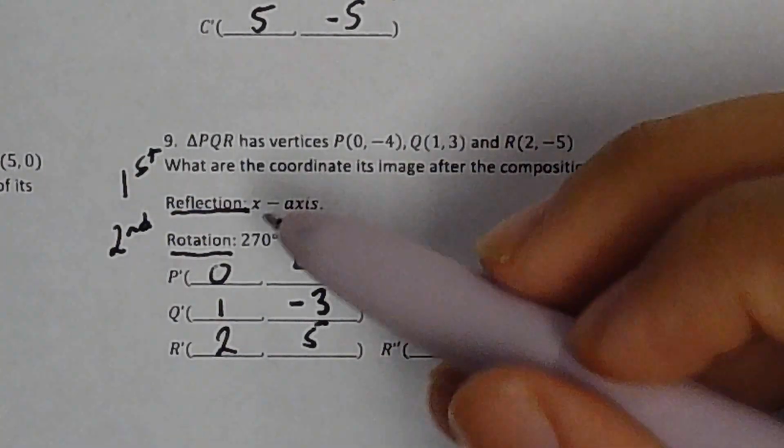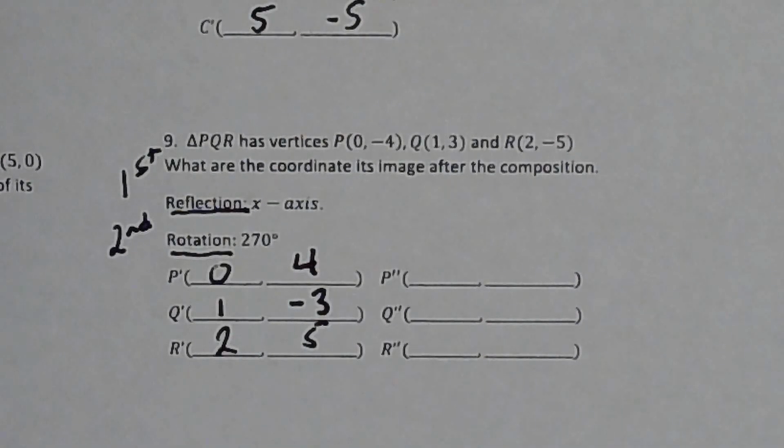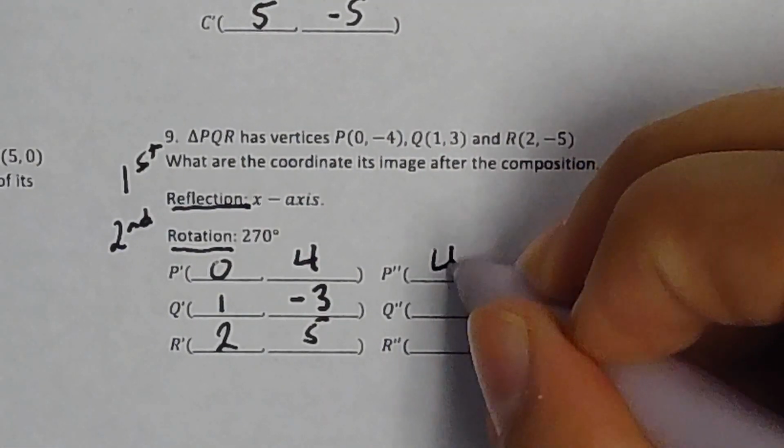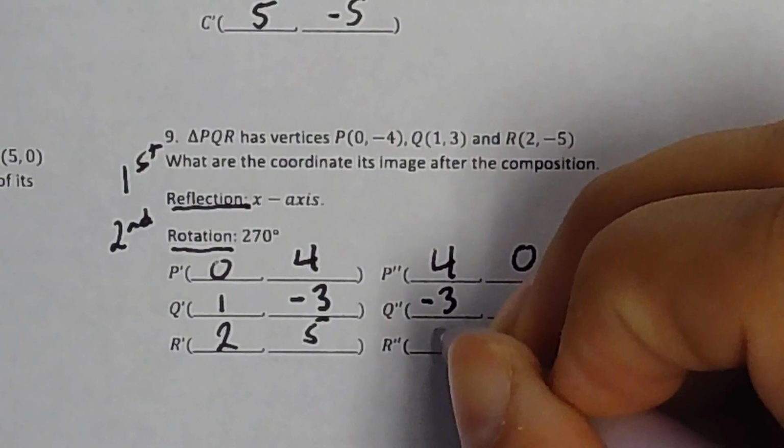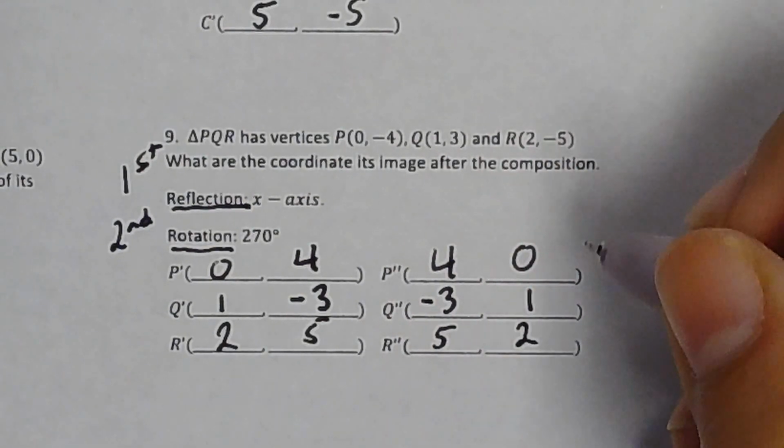Okay. Now the second thing, we are rotating 270 degrees. So that'll be counterclockwise. It'll always be counterclockwise for this class, not in the future. I don't know. I can't promise. Okay, so for counterclockwise 270, you have to switch them and change the x. So I'm going to switch them first. 4, 0, negative 3, 1, and 5, 2.